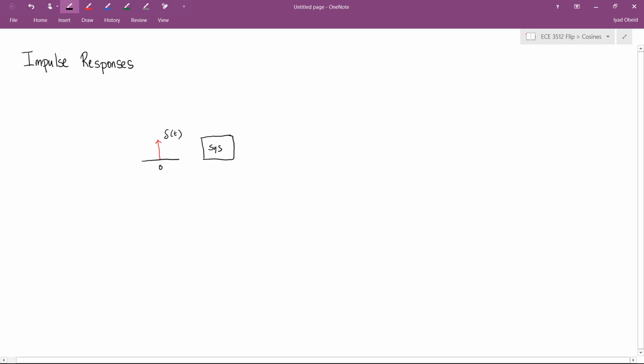the delta function. So an impulse is something that's infinitely skinny, but also infinitely tall. And in this case, unless otherwise marked, you can assume that it has an area of 1. So think of it as a rectangle whose area is 1, that's infinitely skinny and infinitely tall. And I'm going to take that impulse and I'm going to apply it to my linear system. Okay? And again, every system will respond differently to an impulse.